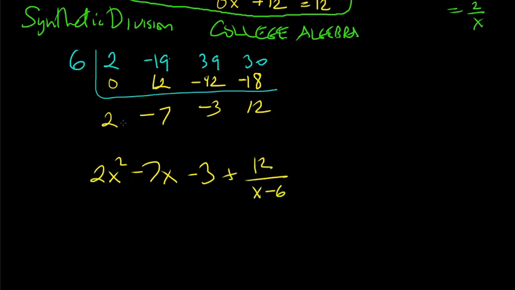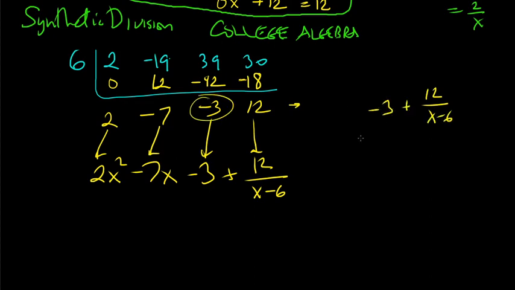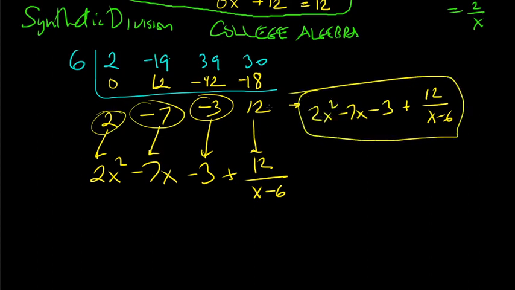These are just the corresponding coefficients. So all you have to do after this is just supply the x's. The last term is always the remainder. So that's where you get the 12 over x minus 6. This term is the constant, so there's no x with that. This term has the x to the 1, and then this will be x to the 2. So that's how synthetic division works.